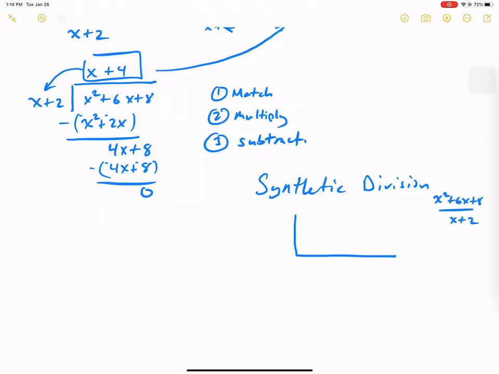Now here's the thing about synthetic division, hopefully you remember this from last year, is I don't write x squared plus 6x plus 8. I just write the coefficients, the numbers in front of each of these. How many x squareds do we have? We only have 1. How many x's do we have? We have 6. How many constants do we have? We have 8. You only have to write the front coefficient. It actually saves us a little bit of time.